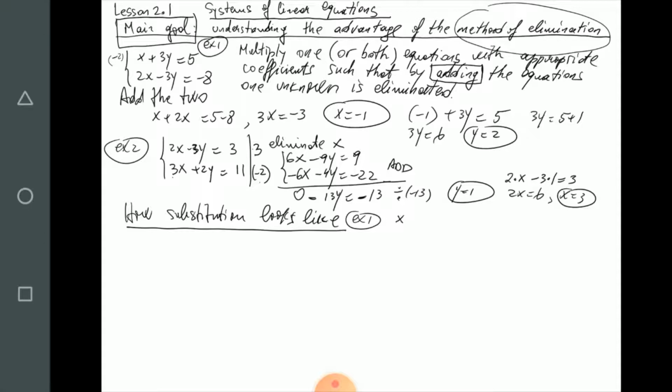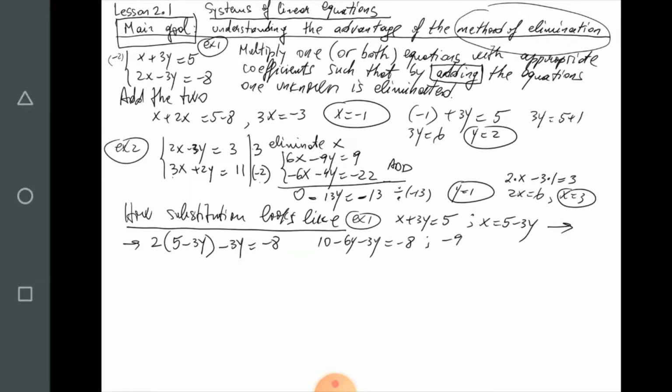Obviously, the easiest thing is to choose to solve for x in the first equation. So x equals 5 minus 3y. And then you're going to bring it into the second equation, not forgetting to use parentheses appropriately. And then you have to expand and do the work. So minus 9y would be minus 8 minus 10, which is minus 18. And then finally, if I divide by minus 9, I get y equals 2 as expected.